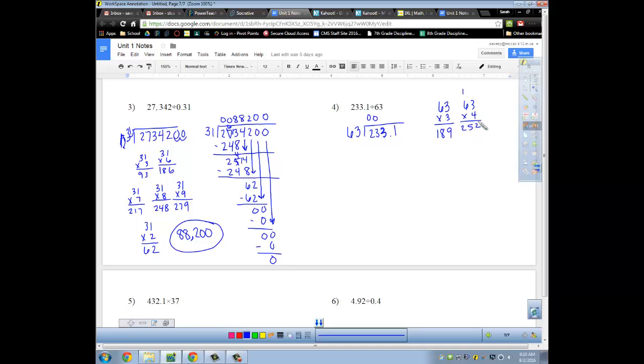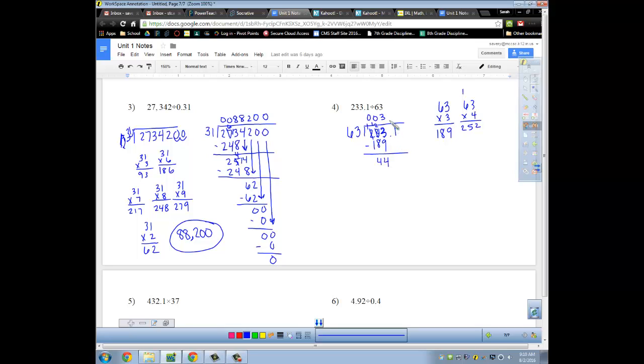252. So 4 was too big. So 3 worked, and we got 189. Subtract. I'm going to borrow this 3. So 13 minus 9 is 4. Borrow from here. 12 minus 8 is 4. 1 minus 1 is 0.